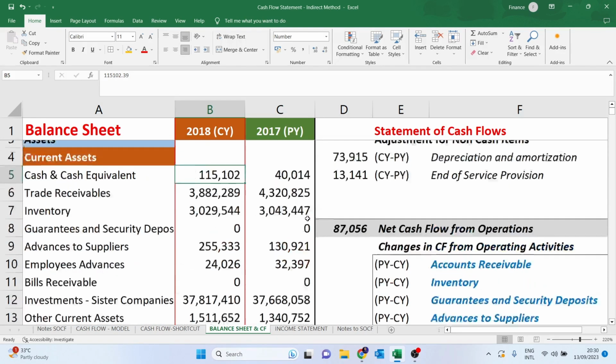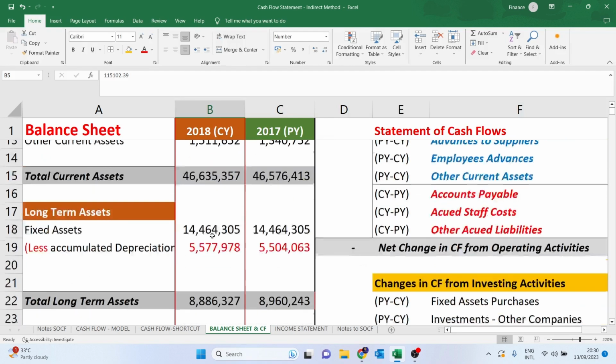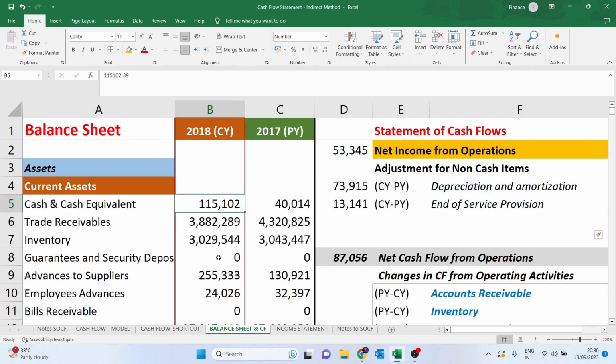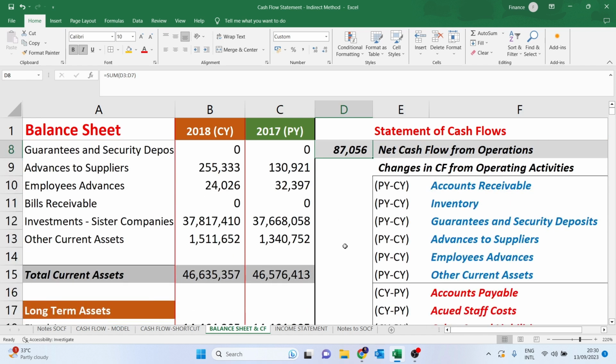Now, in our next part, we need to check whether there are any other non-cash items. No other non-cash items are there. So let us move to the next part. After adjusting the non-cash items, we got 87,056, right? Now we need to check the changes in working capital, or changes in cash flow from operating activities. What were the changes in operating activities?